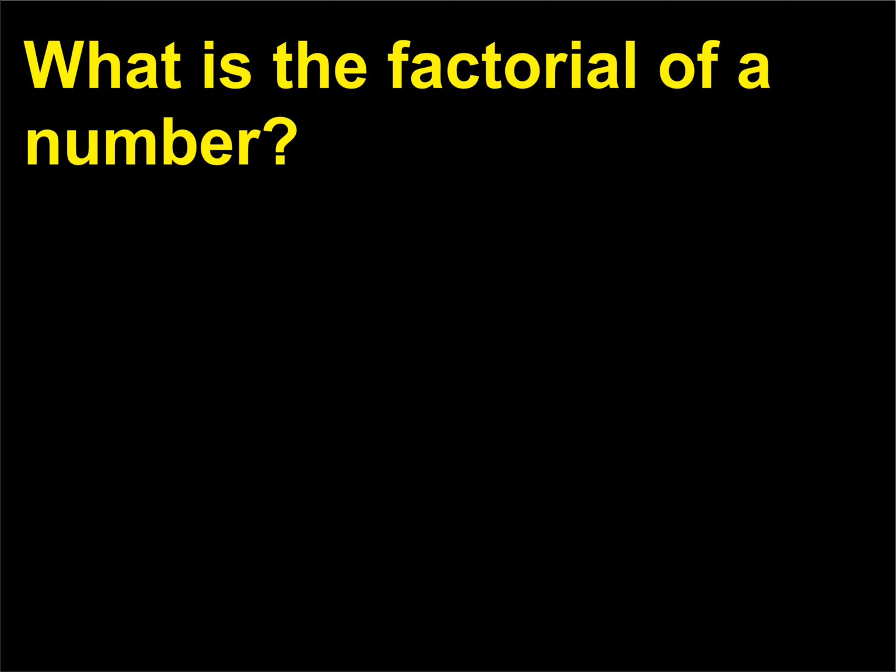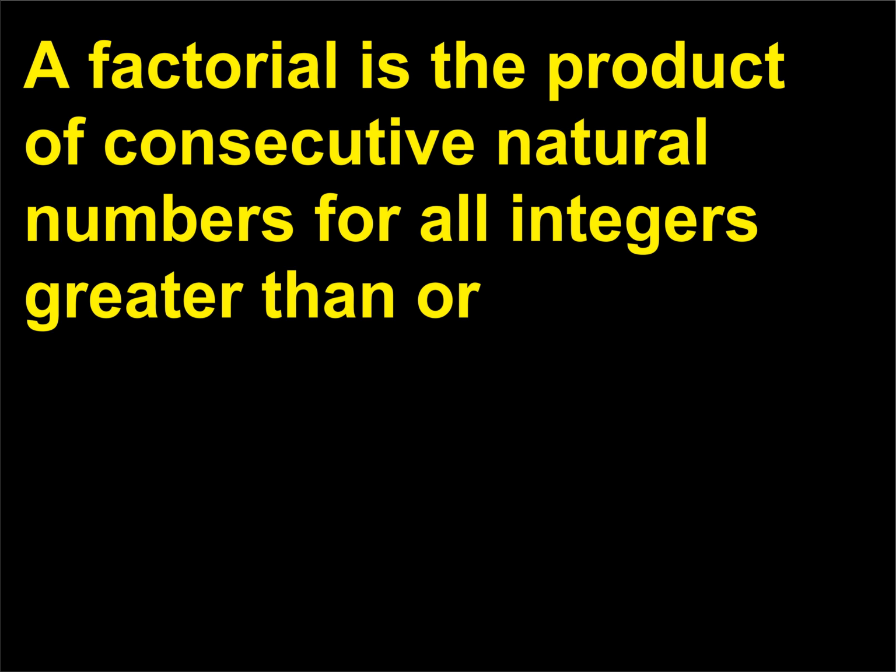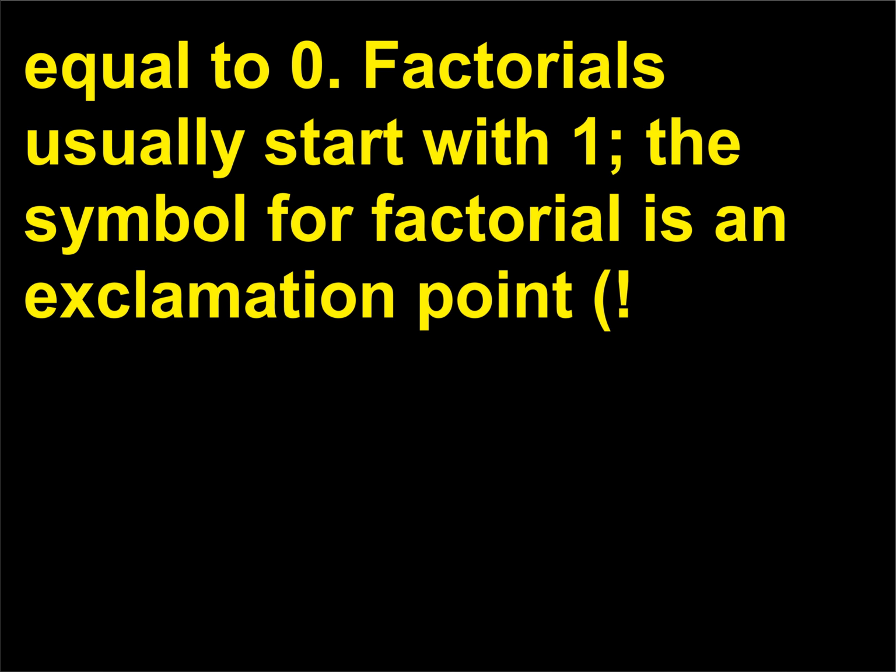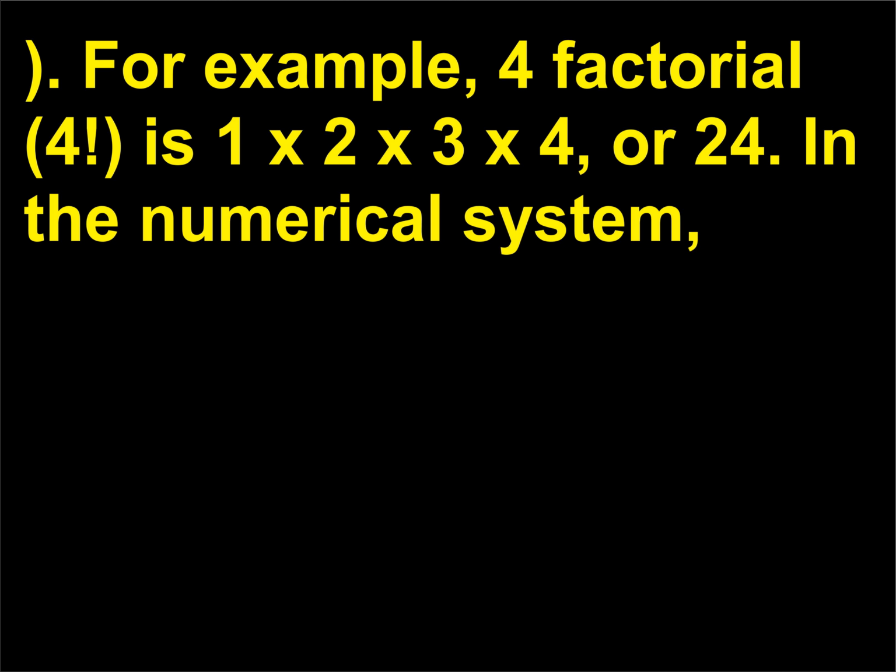What is the factorial of a number? A factorial is the product of consecutive natural numbers for all integers greater than or equal to 0. Factorials usually start with 1, and the symbol for factorial is an exclamation point. For example, 4 factorial, 4!, is 1x2x3x4, or 24.